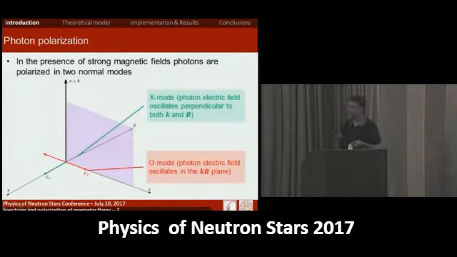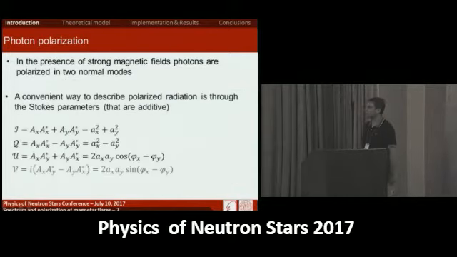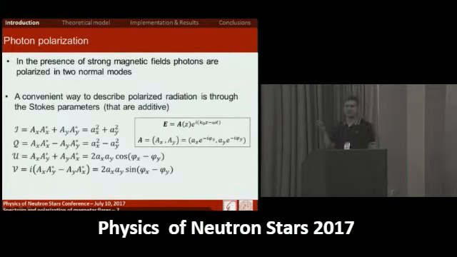Then photons are expected to be linearly polarized in the two normal modes in the presence of strong magnetic fields, with the photon electric field oscillating either parallel or perpendicular to the kB plane. And we also described in this work the polarization in terms of the Stokes parameters, because they are additive quantities, and so in order to reconstruct the polarization properties of the radiation at infinity, one has only to sum together the single photon Stokes parameters once they are defined in the same reference frame.